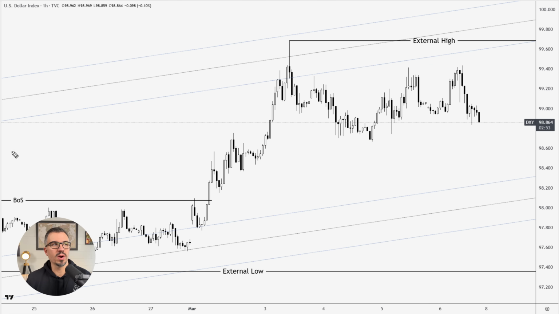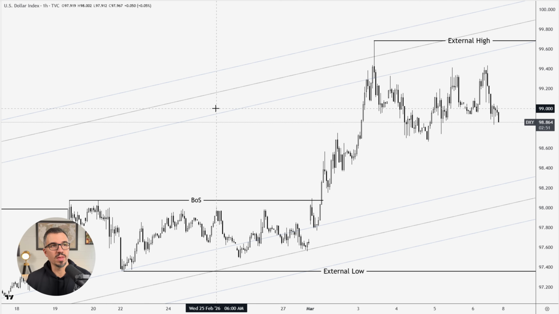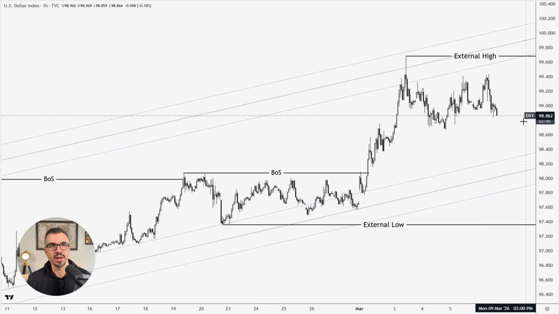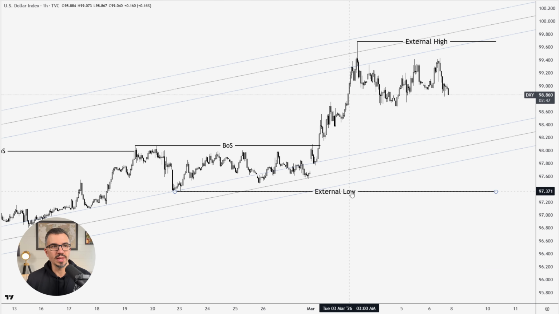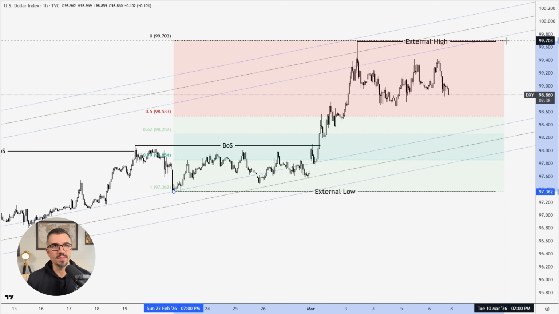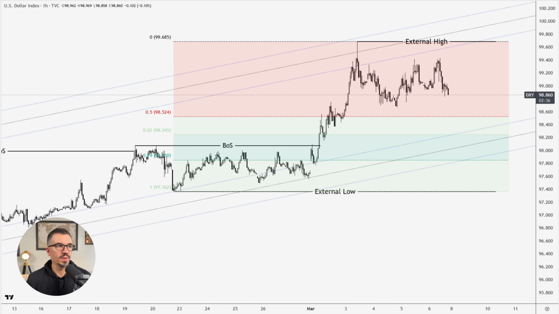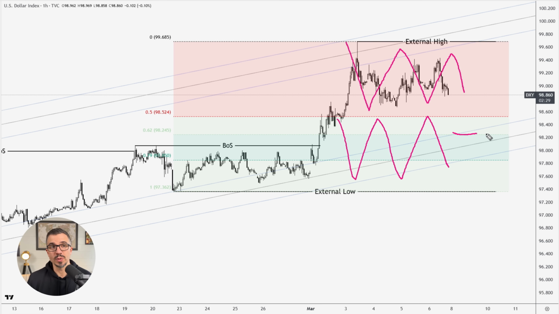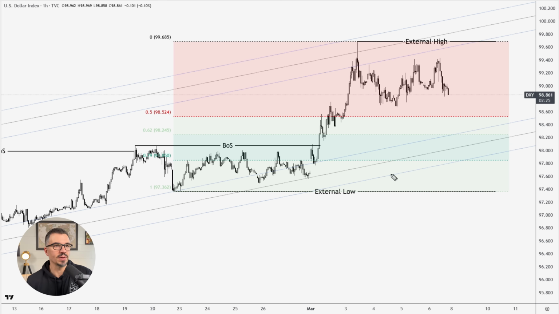So what are we looking for next week? Well, I'm looking for the DXY to potentially pull back toward this area. Knowing that this is our external low down here and external high up here, what we can do is take our fibs, and I have a modified fib. I've made a video on this before, but basically my fibs show me the 50%, with everything below 50% being discount. This green area down here is discount, and up here is premium. And this dark green area is what's called optimal trade entry. This is the area between the 62% and 79% retracement.